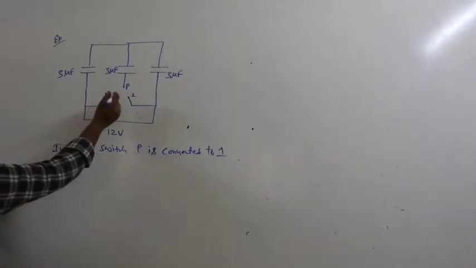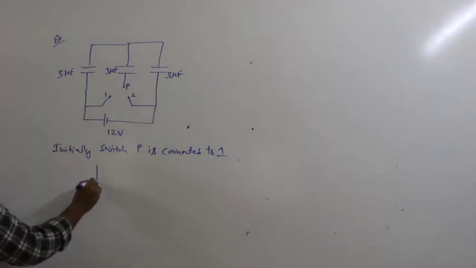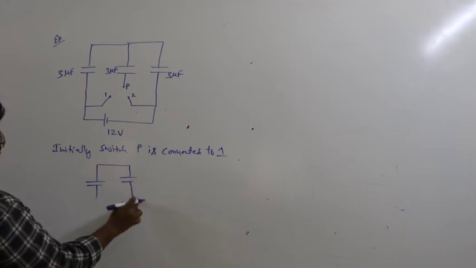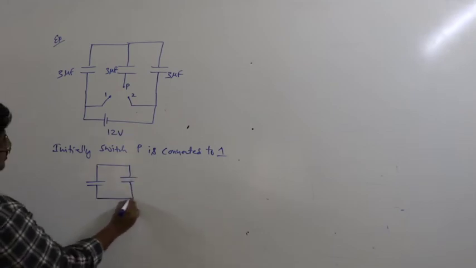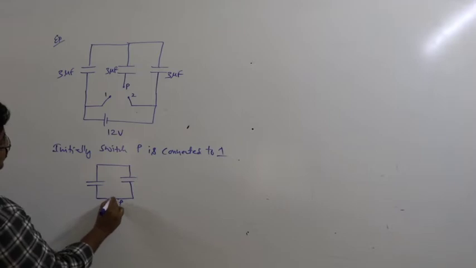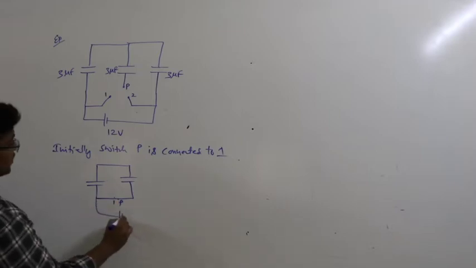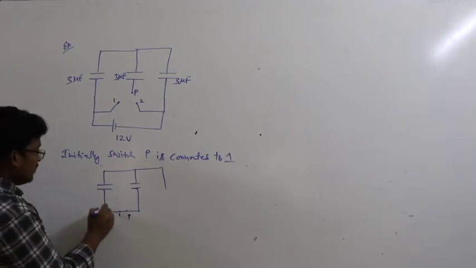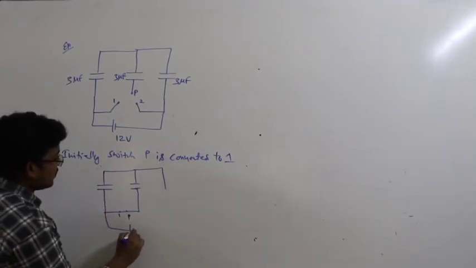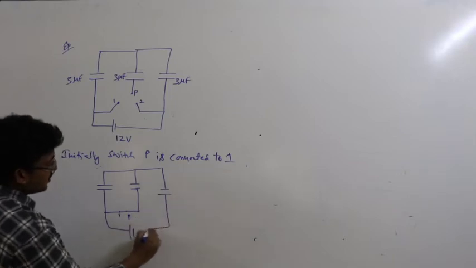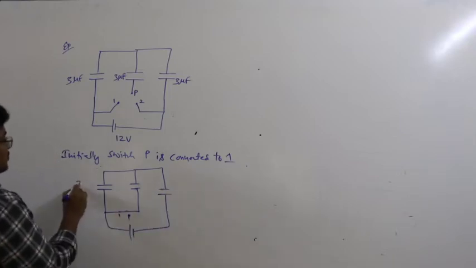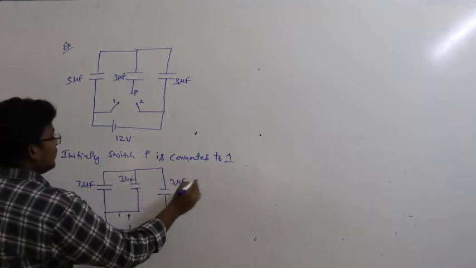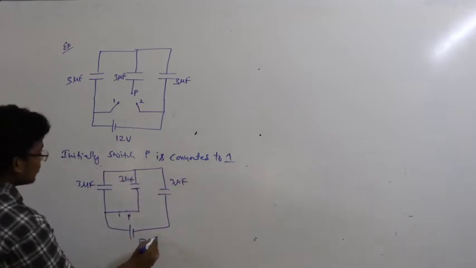So here switch is connected. Now the diagram will be like this: 3 and this is 3, and when switch P is connected to this 1, this is P, this is 1, and this is a battery, and this 3 is alone connected to the battery. So this is 3 microfarad, 3 microfarad, 3 microfarad, and this is 12 volts.